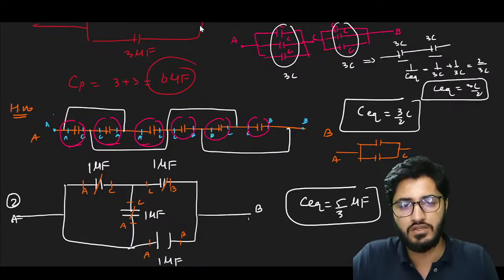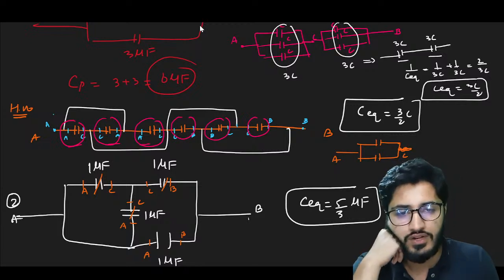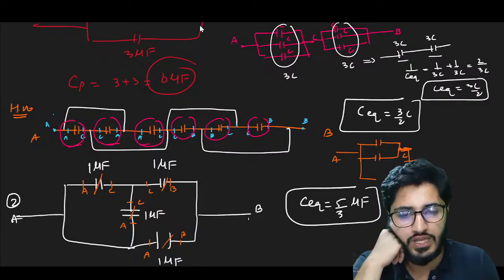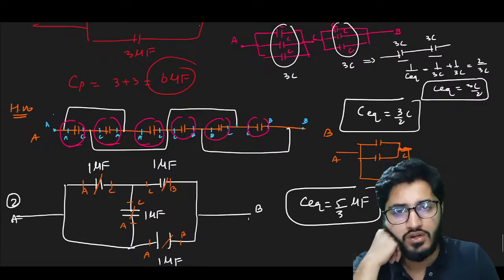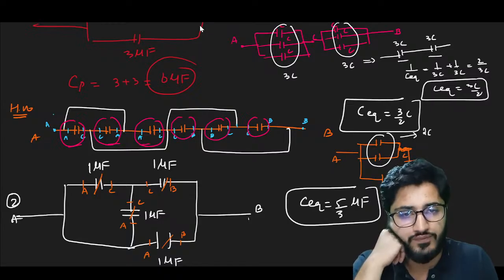Then I will take here B. So between C and B there is 1. Okay, this one point is C and B. If this is B point, no? This one is A and B. So A and B is this one. Look, that means these 2 are in parallel. So their equivalent will be how much? Their equivalent will be 2C.